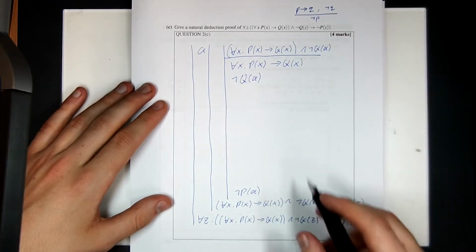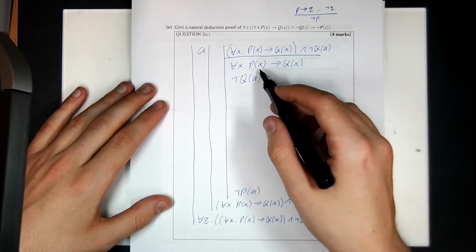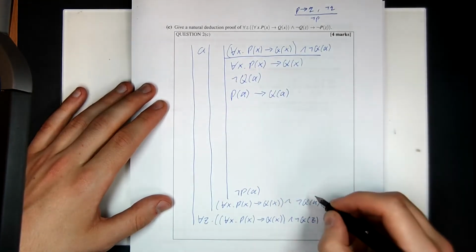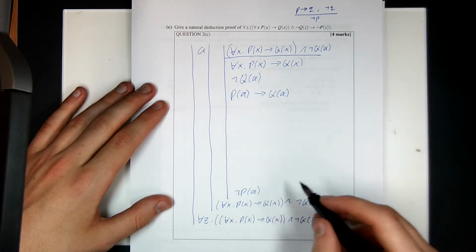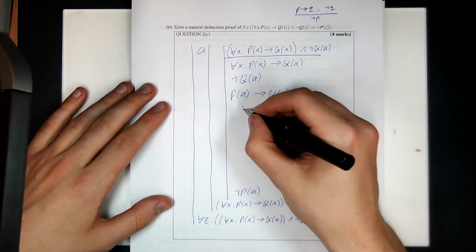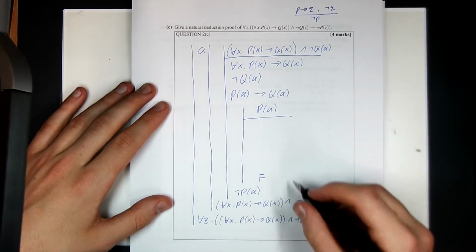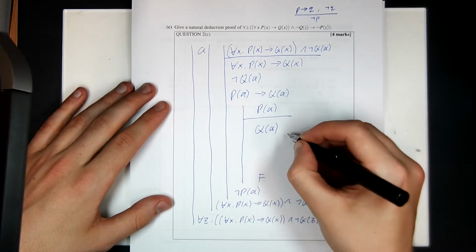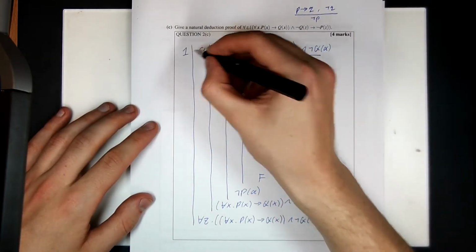Alright? If it's true to say for every x, p of x implies q of x, then certainly it's true for a. So therefore p of a implies q of a by for all elimination. Okay, so we now have to try and get not p of a. If I'm trying to prove something with a negation, the only thing I can really do is assume the opposite and try and derive a contradiction. So I'll assume p of a and try to get false. We have p of a, we have p of a implies q of a, therefore q of a, and then these two terms contradict each other, therefore false.